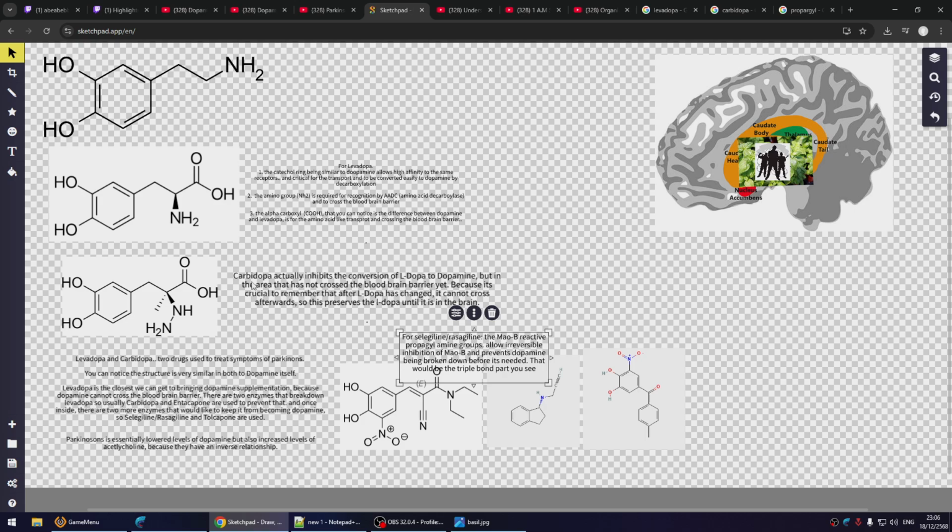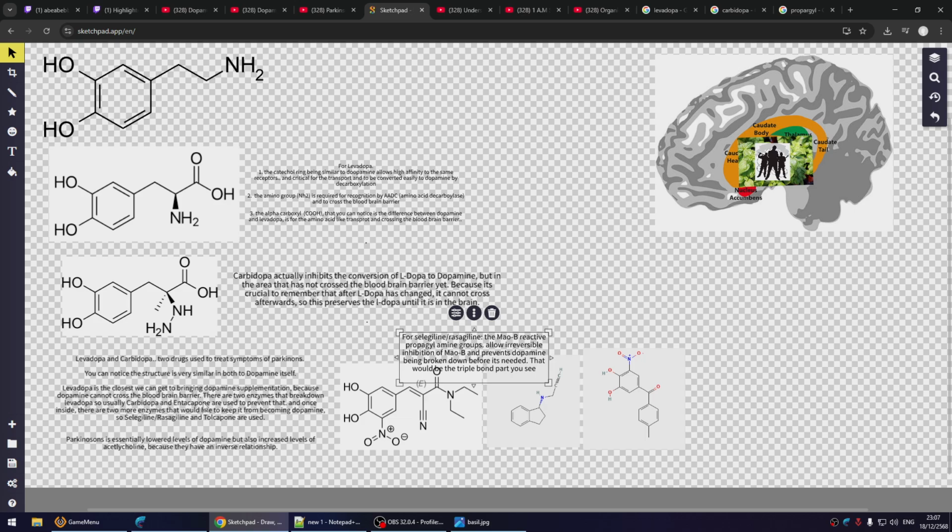And levodopa is the main solution we have so far to that. It's the gold standard. Then here we have carbidopa, which also looks very similar. It inhibits the conversion of L-dopa to dopamine in the area where it hasn't crossed the blood-brain barrier yet, because it's crucial to remember that once L-dopa has changed, it cannot cross. So this keeps it from being broken down before it gets to the brain area.